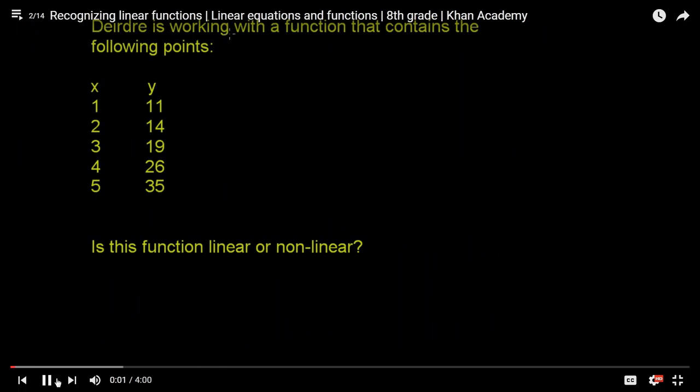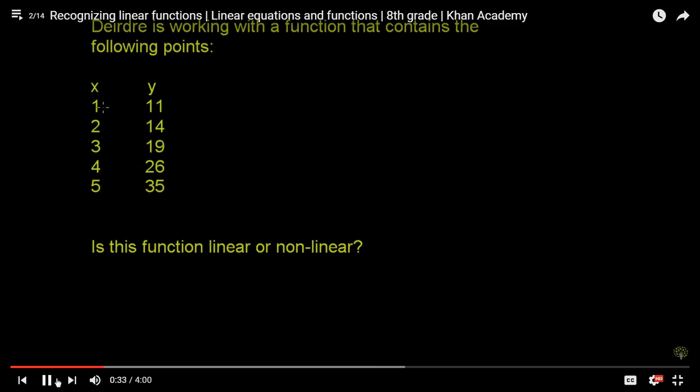Deidre is working with a function that contains the following points. These are the x values, these are the y values. And they ask us, is this function linear or non-linear? So linear functions, the way to tell them is for any given change in x, is the change in y always going to be the same value? For example, if for any one-step change in x, is the change in y always going to be 3? Is it always going to be 5? If it's always going to be the same value, you're dealing with a linear function.